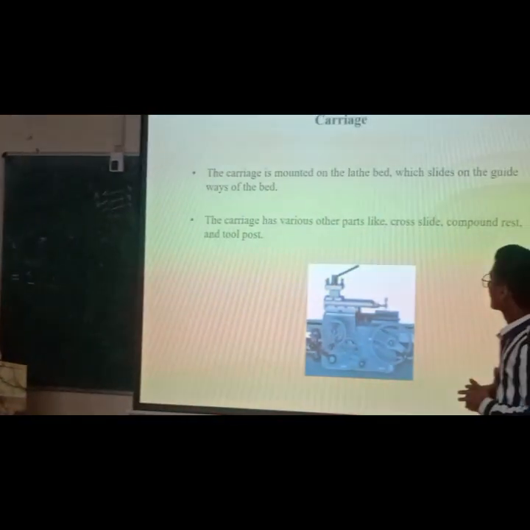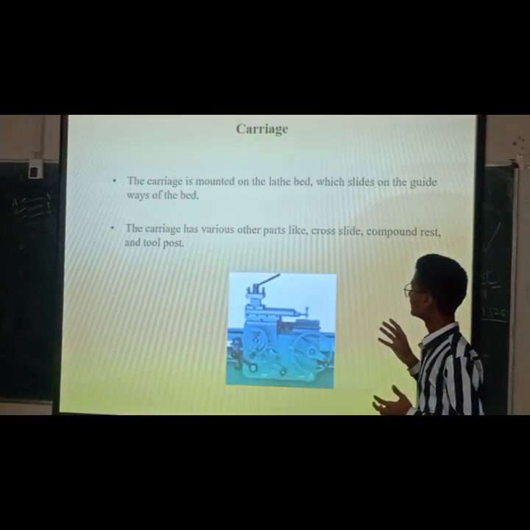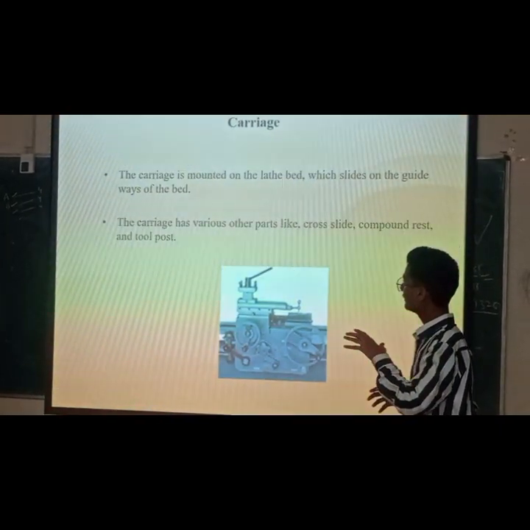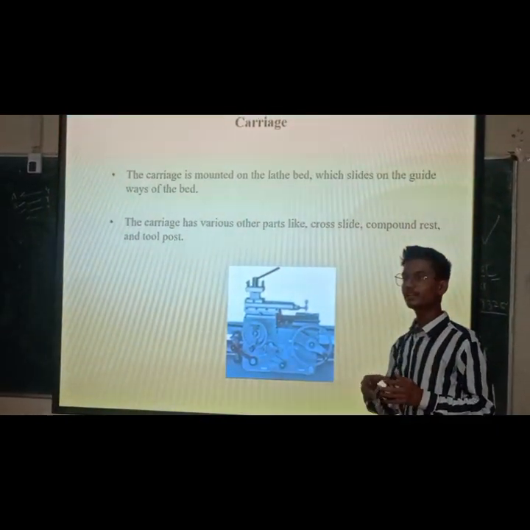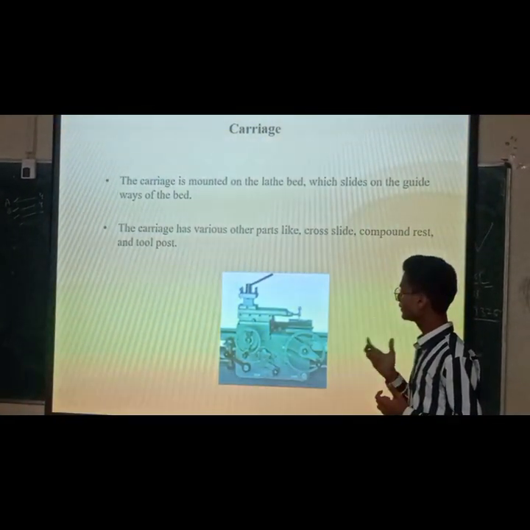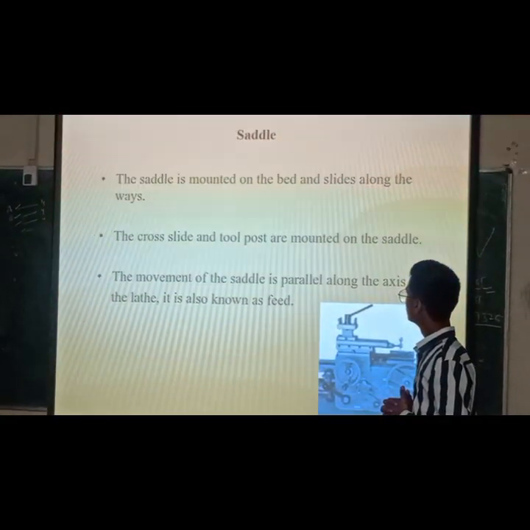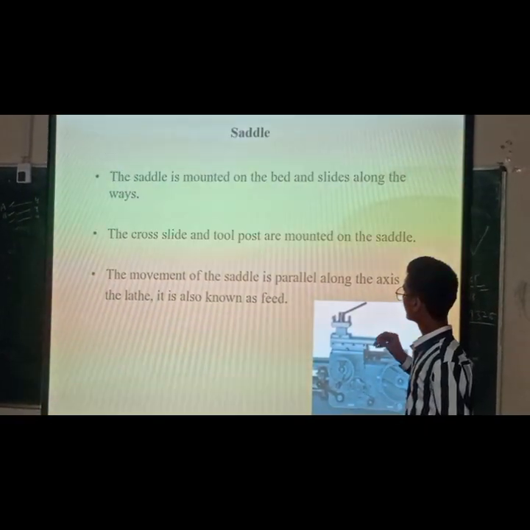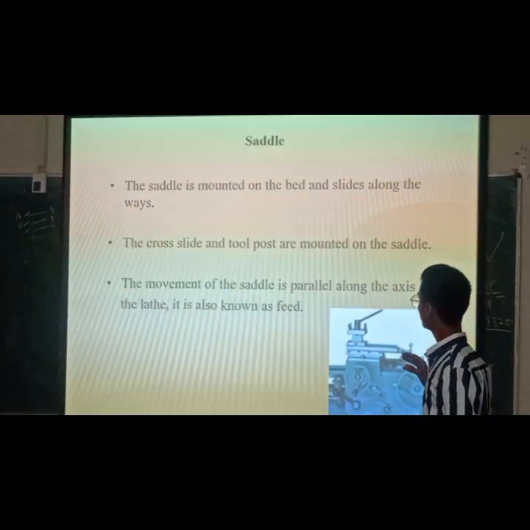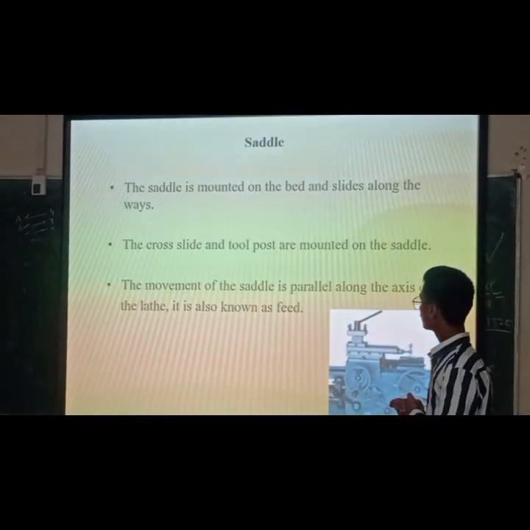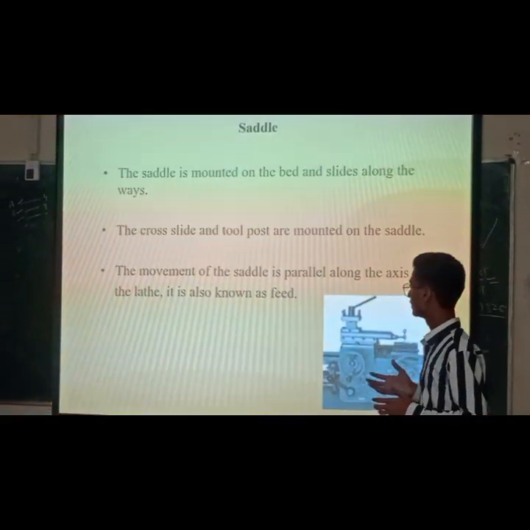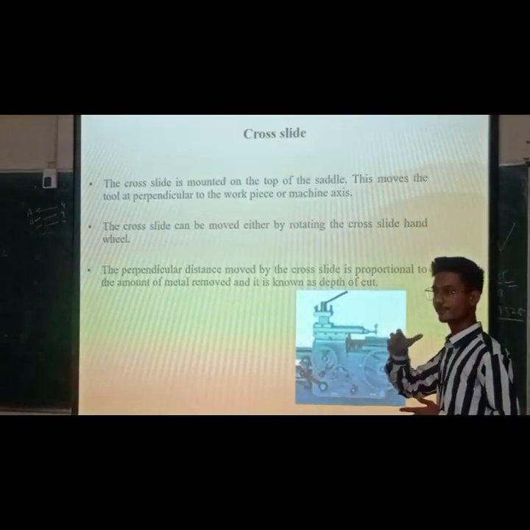Next we have the carriage. The carriage is mounted on the lathe bed, and it slides on the guide rails of the bed. The carriage has several components like the cross slide, compound rest, and tool post. So now we have the saddle. The saddle is another part of the lathe machine, and it is mounted on the bed and slides along the ways. The cross slide and tool post are mounted on the saddle, and it also has a wheel.